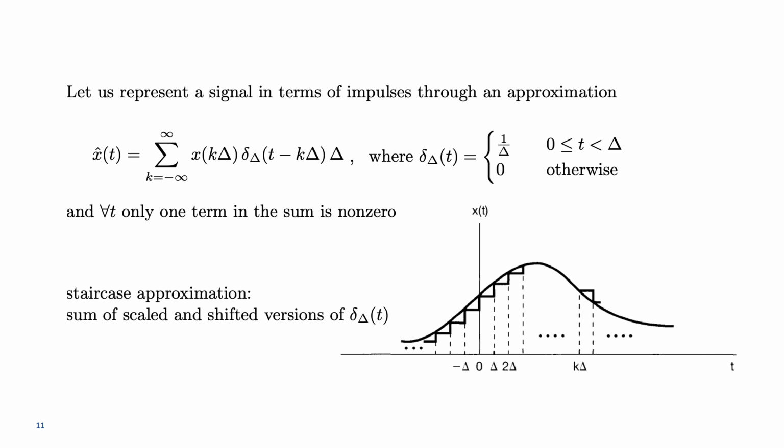Then the amplitude of this is multiplied by x of k delta, which is the value of the signal x which we want to approximate at that point, at point k delta. And it's further multiplied by a delta simply because we define delta delta as having an amplitude 1 over delta. So this delta basically compensates for that value to normalize to unity. In this sum, for each time, only one term is non-zero.